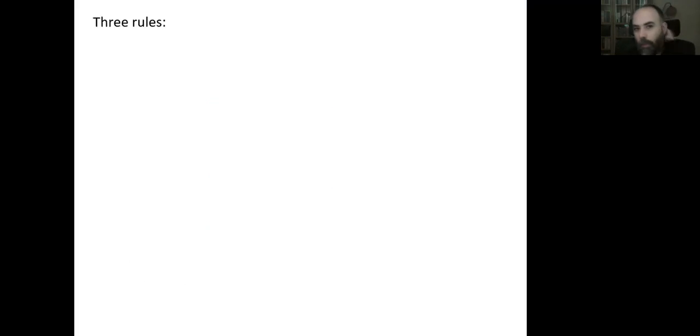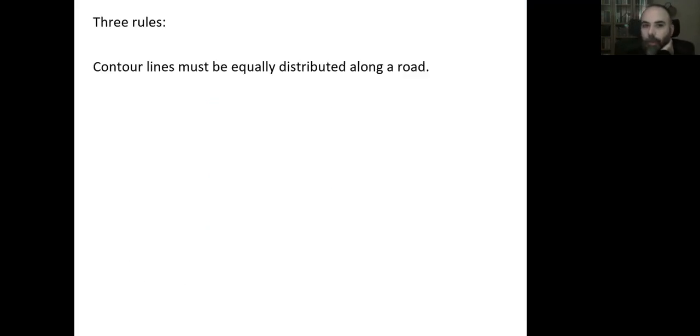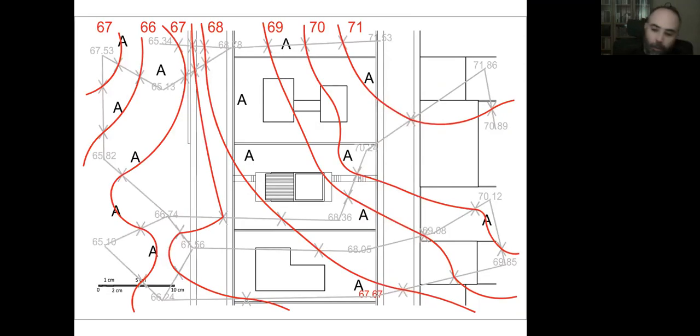However, when we are doing that copying, there are three rules. Contour lines must be equally distributed along a road. Again, I don't need to measure anything. I'm not using any of my rulers, set squares, or T-squares. I am just trusting my eye and doing freehand work here. And here, there is a very interesting thing along this road.